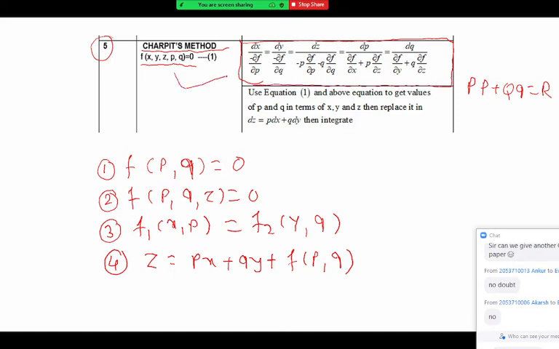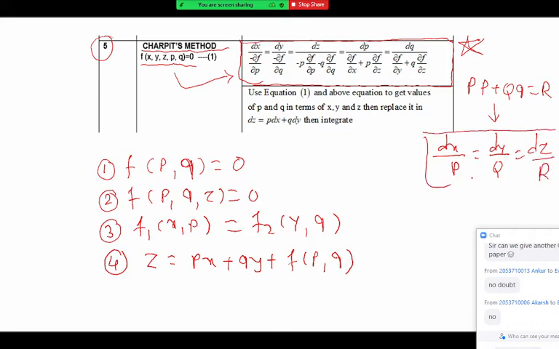To get the solution by Charpit's method, step number 1, we should write this equation, that is the Charpit's subsidiary or auxiliary equation. You'll observe it is dx upon, dy upon, dz upon, dp upon and dq upon. The total 5 ratios are there. In Lagrange's method, we have only 3 ratios: dx upon capital P, dy upon capital Q is equal to dz upon capital R. That is the small auxiliary equation of Lagrange's, but Charpit has a very big auxiliary equation having 5 ratios.